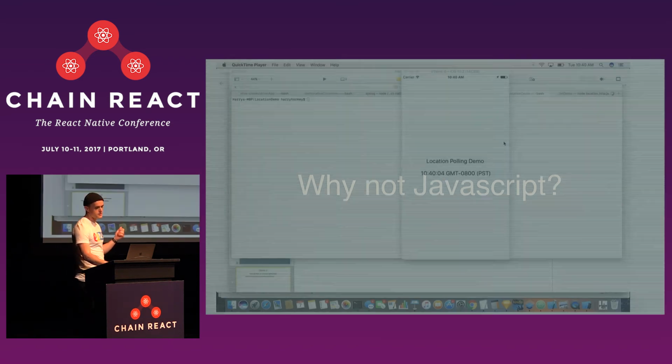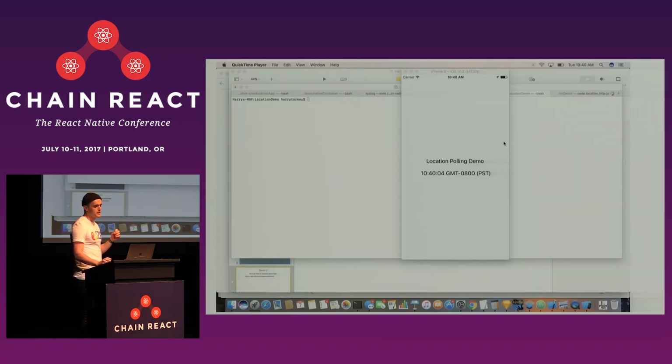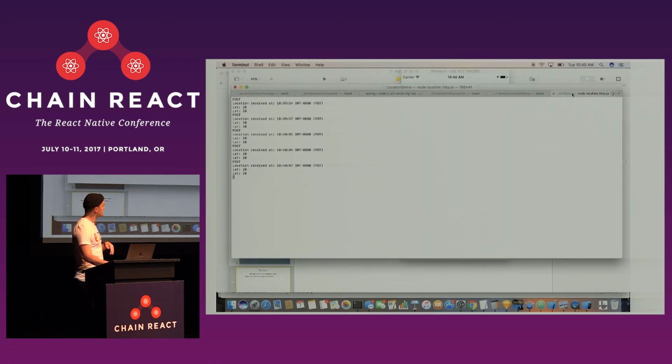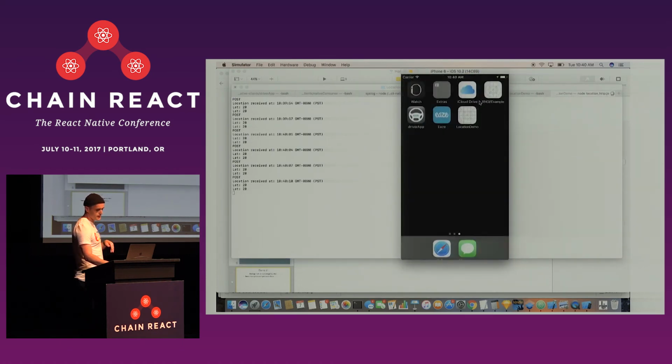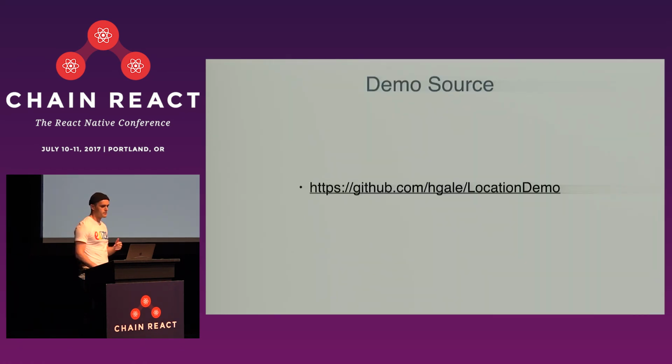And to answer this question, I created a little example app. The example app is a React Native app that basically posts your location periodically. There's a little Node.js server running in the background that basically prints to the console all the posts that it gets with your location. And it looks something like this. Is that running? Oh yeah, there we go. And you can find the source code, once again, on my GitHub, hgale.